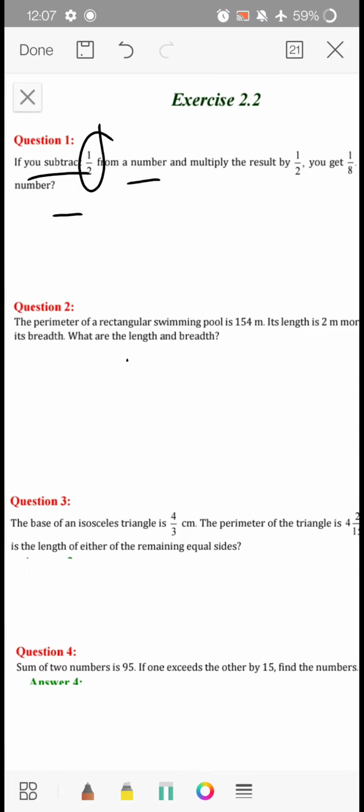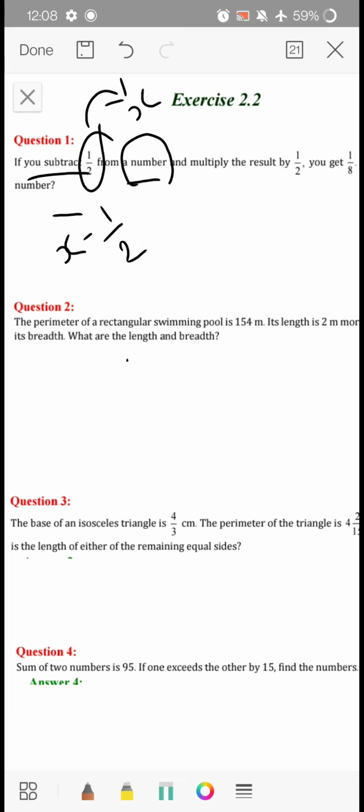So from this I can conclude that I need to suppose this number, as I don't have the number. First of all you will suppose the number and you can take it as any variable. Here I am taking it as x. So if you subtract 1/2 from a number, यानी 1/2 को आप subtract कर रहे हो from x, from this statement you will get x minus 1/2.